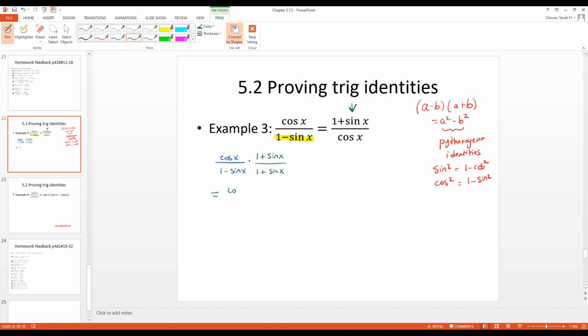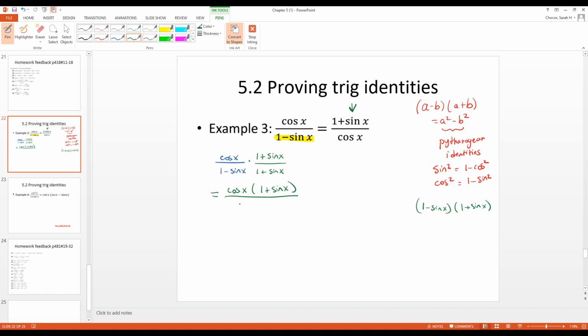Equals cosine x, parentheses 1 plus sine, and I'm going to apply that special case on the denominator. You can distribute 1 minus sine and 1 plus sine in the traditional foiling way, but I do not recommend that. You highly need to know the special cases. You're highly recommended to use the special cases.